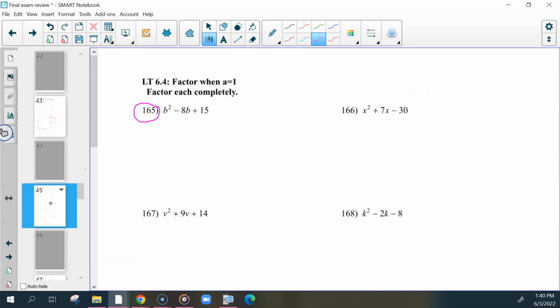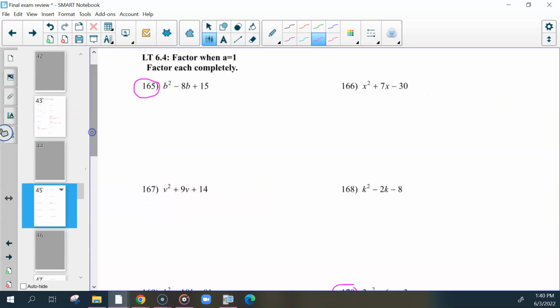Next page. Now we are factoring when a equals 1. So for this first one, we are looking for two numbers that multiply to be 15, but add to be -8. So we would need to think of our factors of 15. There's 1 and 15, 3 and 5. And we have to think how could we add those together to get 8. Well, 3 and 5 would give us 8.